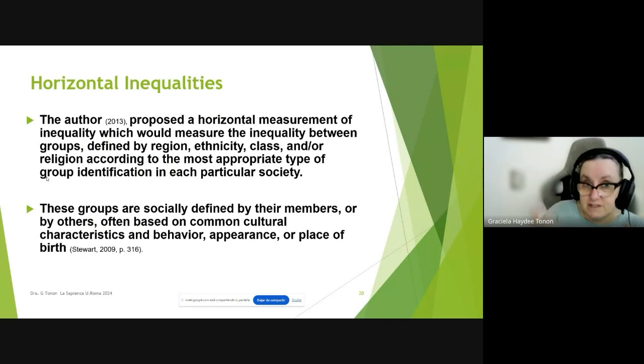Her proposal is horizontal inequality. So the author proposed a horizontal measurement of inequality, which would measure the inequality between groups defined by region, ethnicity, class, and/or religion, according to the most appropriate type of group identification in each particular society. These groups are socially defined by their members or by others, often based on common cultural characteristics and behavior, appearance, or place of birth, for example, or place of residence.